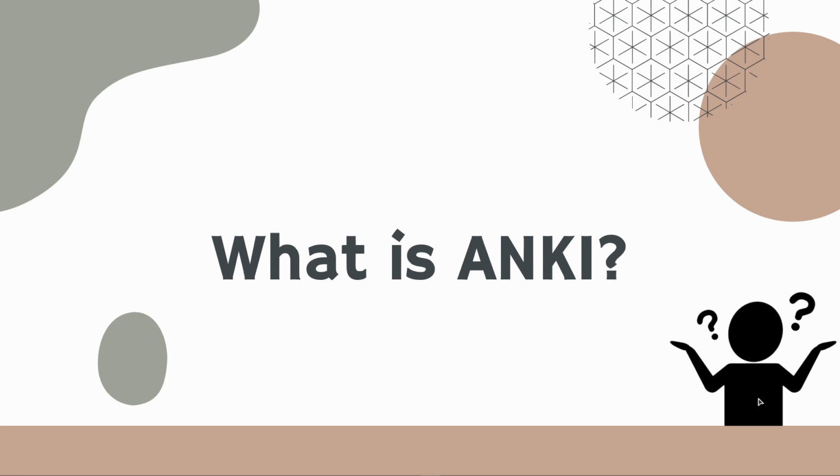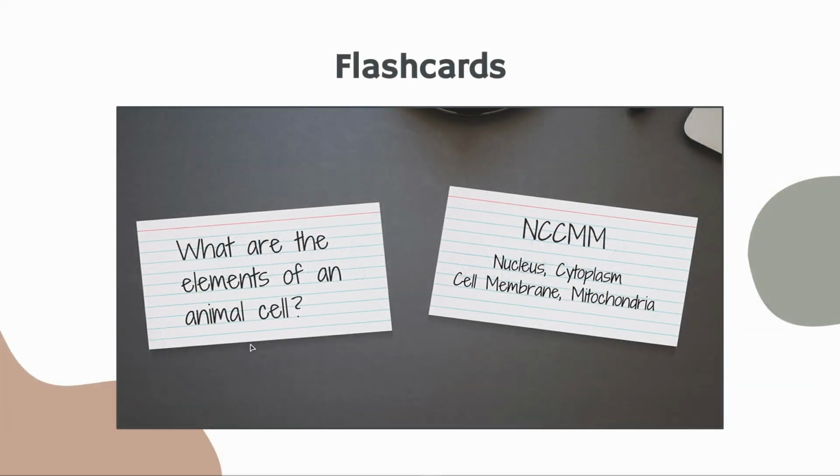And by the way, if you don't know what flashcards are, they're just small cards used as a learning tool with a question, word, or concept on one side and the answer or explanation on the other. They help with memorization by allowing you to test yourself repeatedly until you remember the information. All right? So this right here is a flashcard. On one side, we have the question: what are the elements of an animal cell? And on the other, we have the answer. So it's meant to test you. And when you test yourself repeatedly, you learn it by heart.